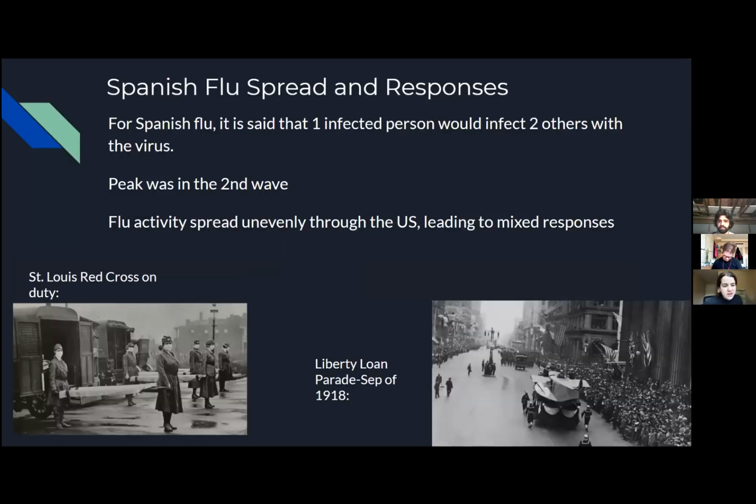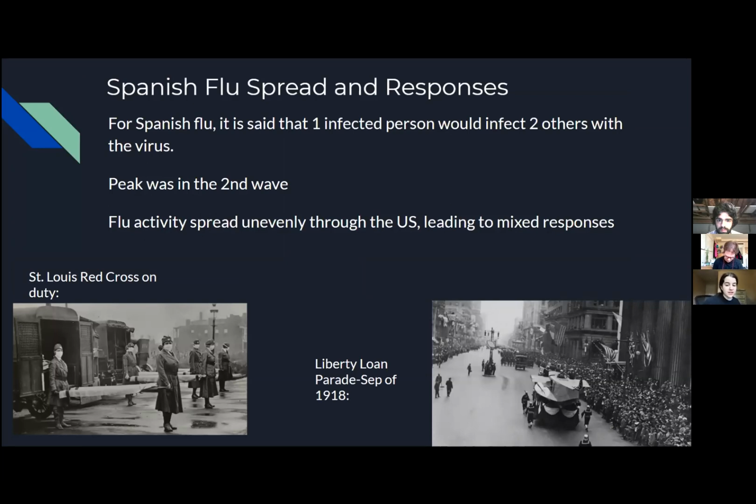Okay, so Spanish flu responses. For the Spanish flu, it was said that one infected person would infect 2 others with the virus. The peak was in the second wave when the soldiers came home from war. In Philadelphia, the mayors told the public that there was nothing to worry about, so it showed that flu activity spread unevenly throughout the US as there were mixed responses. So, like I said, Philadelphia still had a parade because they thought that it was fine. It led to 2,600 deaths that week.